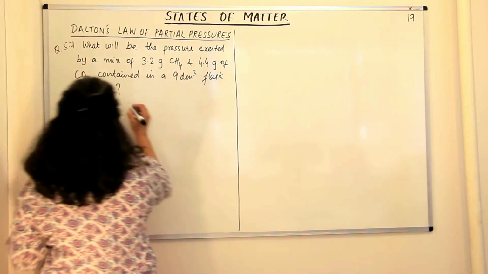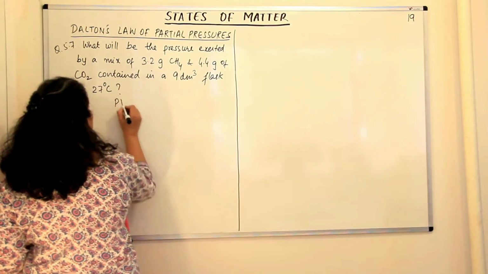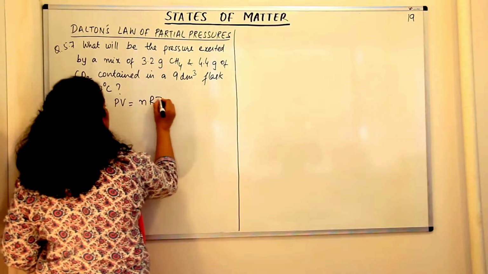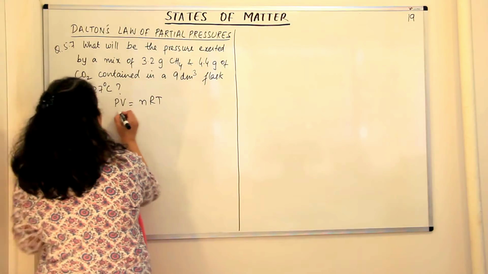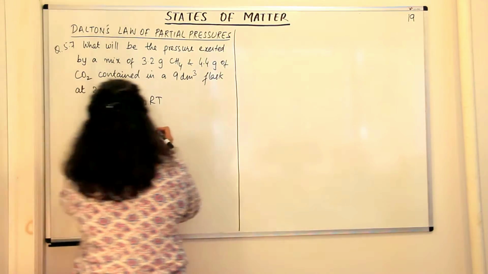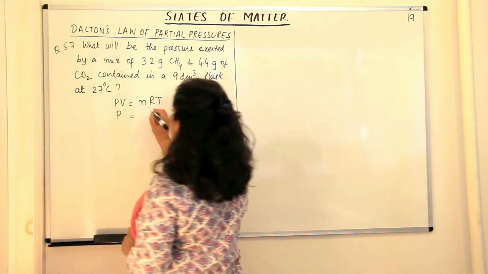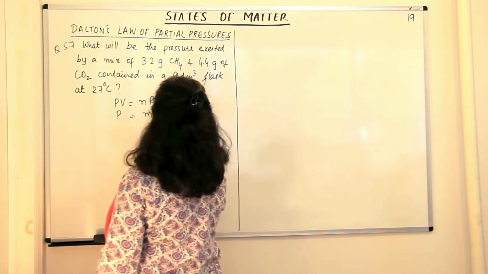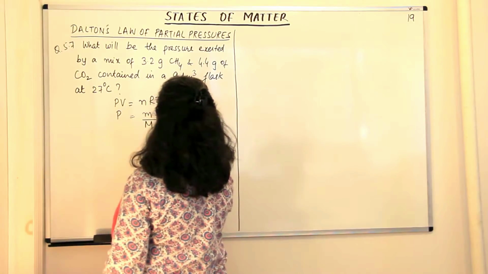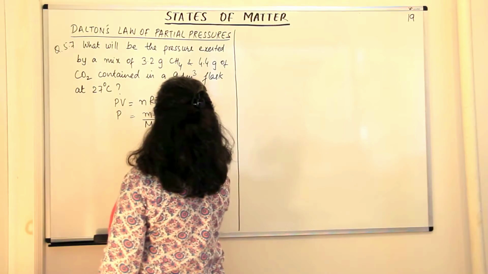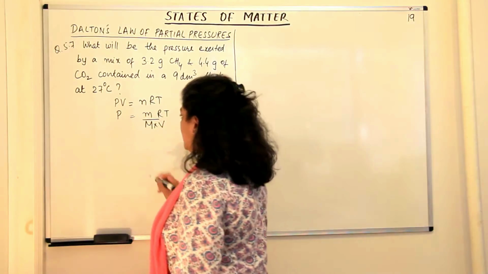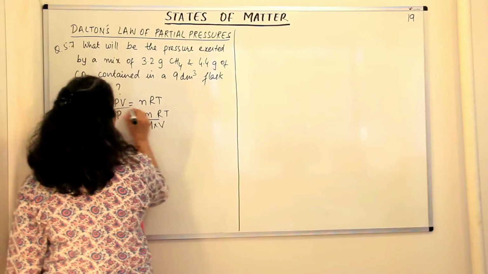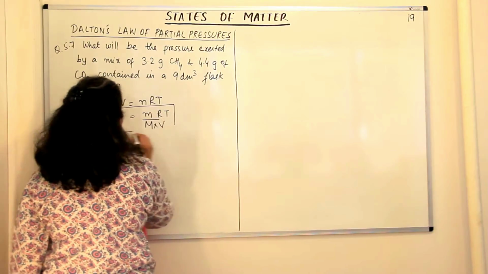So what is the equation that we are going to use? We are going to use PV equals nRT, and since we are looking for partial pressure, P would be equal to nRT over V. What is n? n is the mass given upon capital M, which is the molar mass. So this is the relation which we will use to find the partial pressures of the two gases.